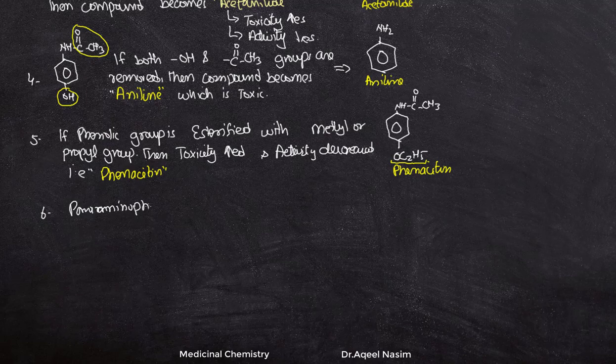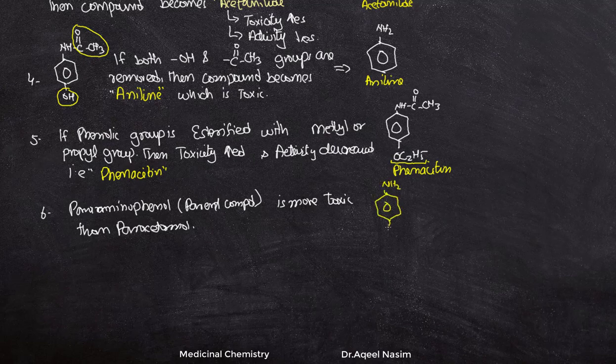So para-aminophenol, that is the parent compound of paracetamol, is more toxic than paracetamol. Remember, this is an SAR as well. So here is para-aminophenol, and this is the structure in blue color, that is paracetamol. There is a difference between para-aminophenol and paracetamol. Para-aminophenol is more toxic as compared to paracetamol. I hope it makes sense.